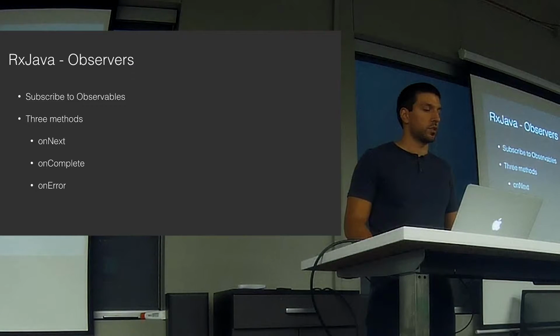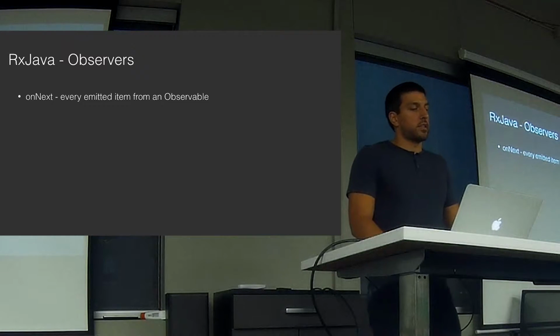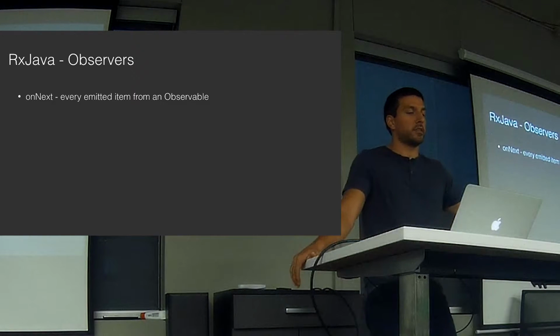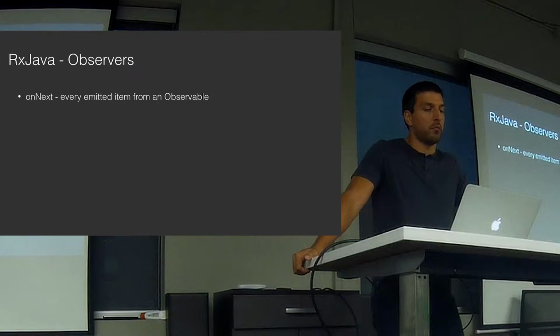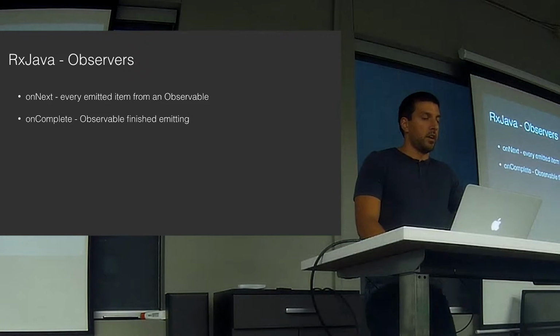And so they're the building block of your whole stream. And observers just subscribe to observables, and it just has three methods: onNext, onComplete, and onError. onNext is called every time the observable wants to emit an item. So if an observable has a subscriber or an observer, a subscriber is a subclass of or implements observers, so I may be using those interchangeably. If the observable has a subscriber and it wants to emit an item, it will call onNext on that subscriber with the item as the argument.